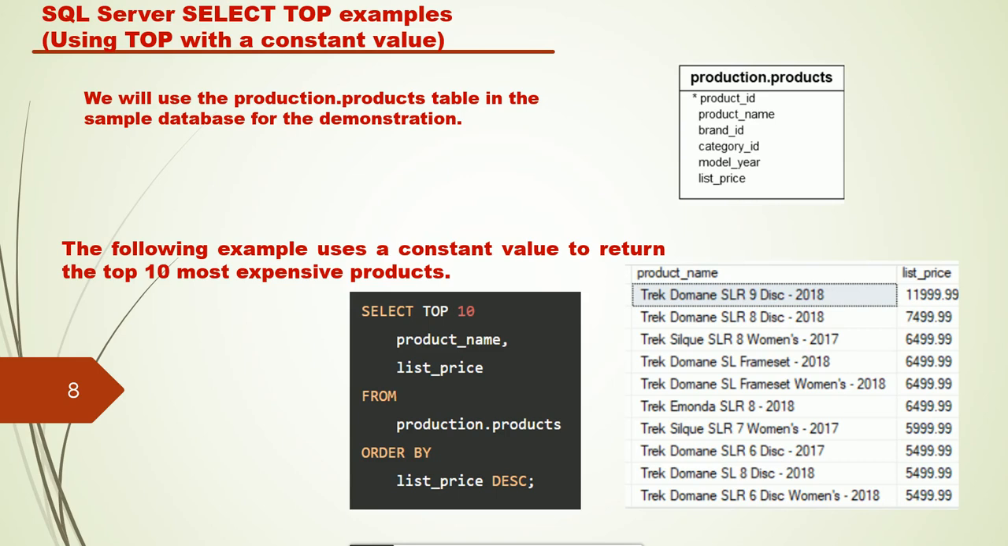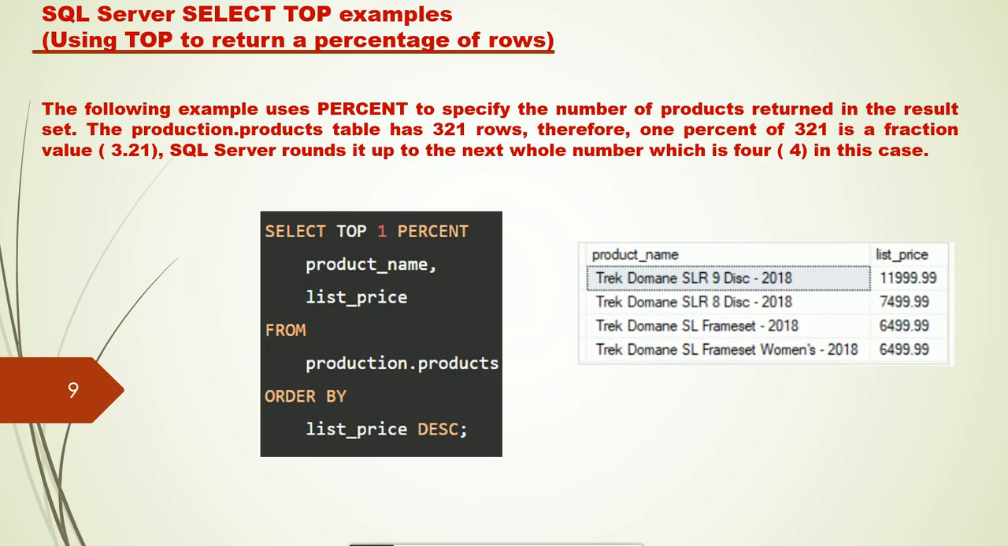Okay, now let's move to the next slide. SQL Server, SELECT TOP example using TOP to return a percentage of rows. The following example uses PERCENT to specify the number of products returned in the result set. The production.products table has 321 rows, therefore 1% of 321 is a fraction value, 3.21. SQL Server rounds up to the next whole number, which is 4 in this case.